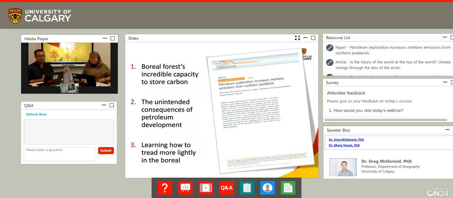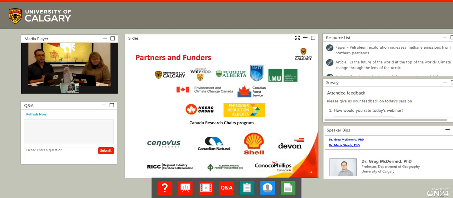So before I start, I really wanted to acknowledge the partners and funders who are behind this research. First of all, there's a number of researchers from a number of different research institutions. So Maria Stack and I are here representing the University of Waterloo and the University of Calgary, but there are other researchers from the University of Alberta, from NAIT, from other institutions, Environment and Climate Change Canada, Canadian Forest Service. We receive funding from a number of funding organizations, the Natural Sciences and Engineering Research Council nationally, and Emissions Reduction Alberta provincially. And probably most critically of all, we have a number of research partners, so Alberta-Pacific Forest Industries, Cenovus, Shell, and others.